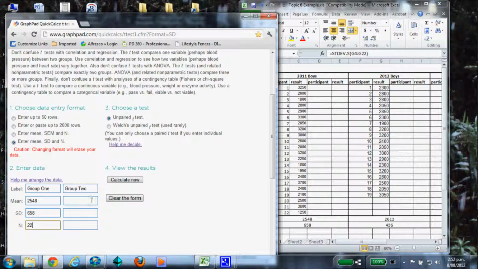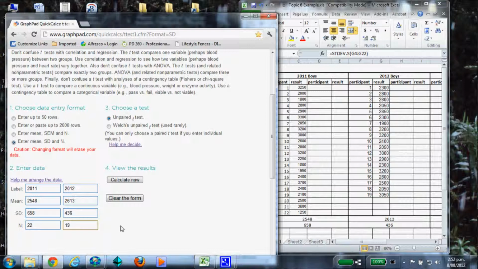On the other side, for group 2, and we can label that, so we can put this in here 2011, sorry. And over here we can put the course 2012. We enter in the data 2613, and the standard deviation we generated from there was 436, and our N number is 19.